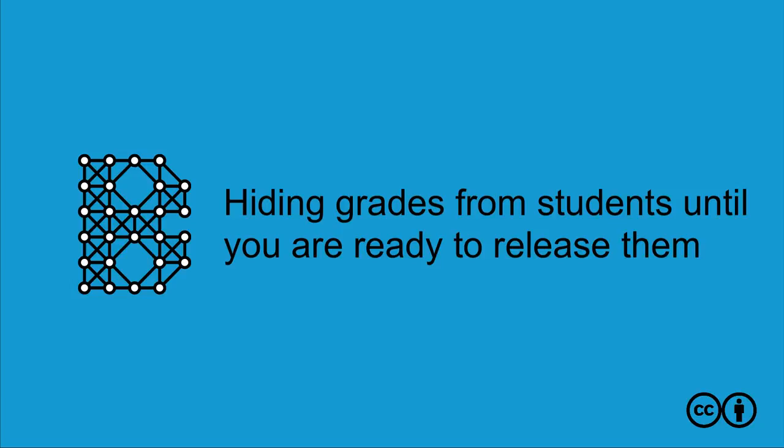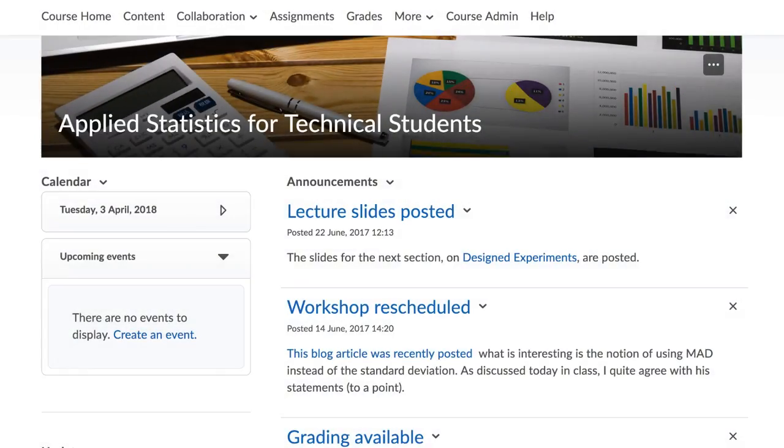Hiding grades from students until you're ready to release them. You can choose to make a grade column invisible to students, either because you do not want them to see it at all, or because you want to release it at a later date.